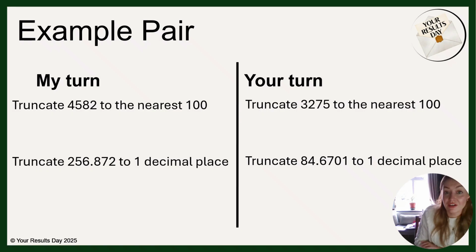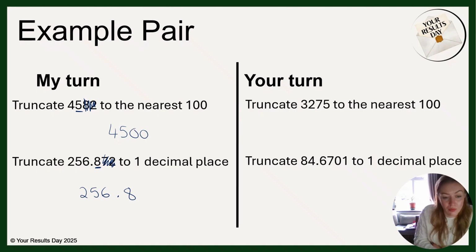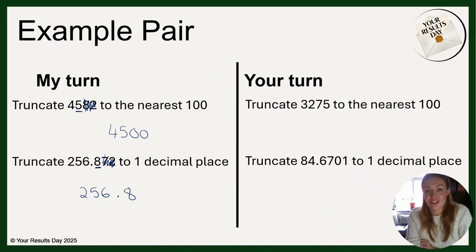We're just chopping those extra digits off. So let's have a look at a few examples. Truncate 4,582 to the nearest 100. Well, the 5 is my hundreds digit. I don't need to peek next door and see what comes next. It's just going to be 4,500. And truncate 256.872 to one decimal place. Well, my one decimal place is the 8. I don't care about the rounding power of those extra digits, so it's 256.8.